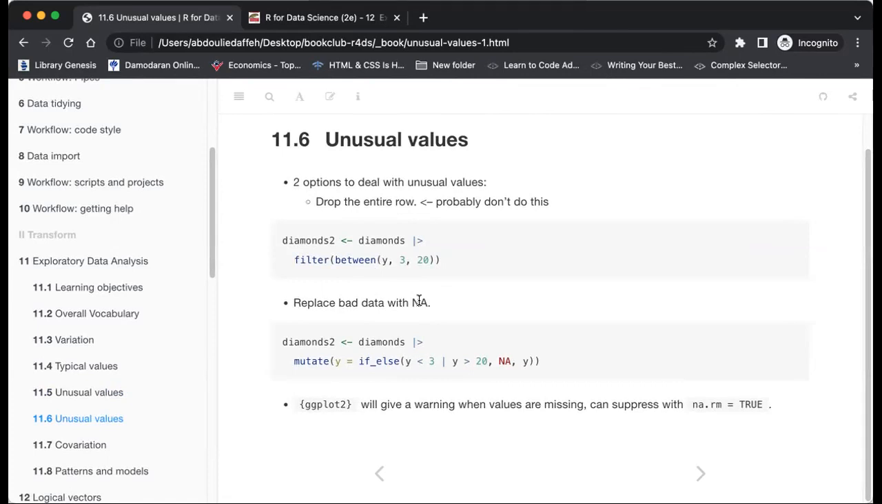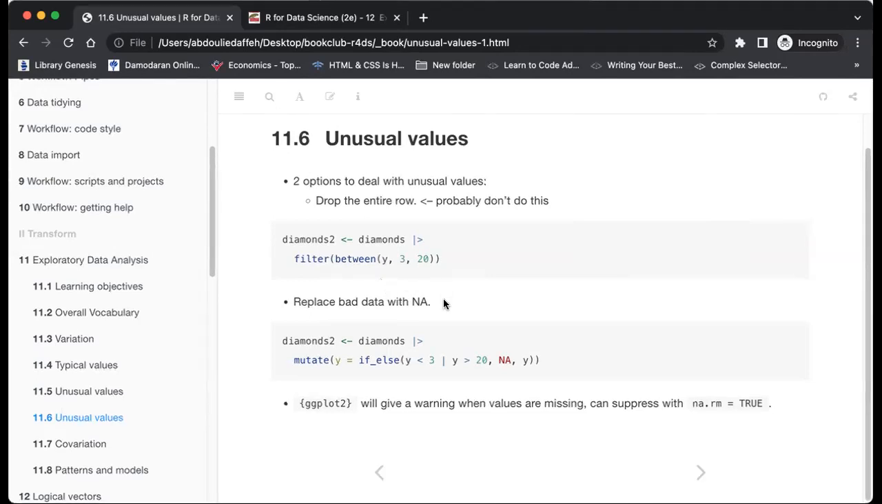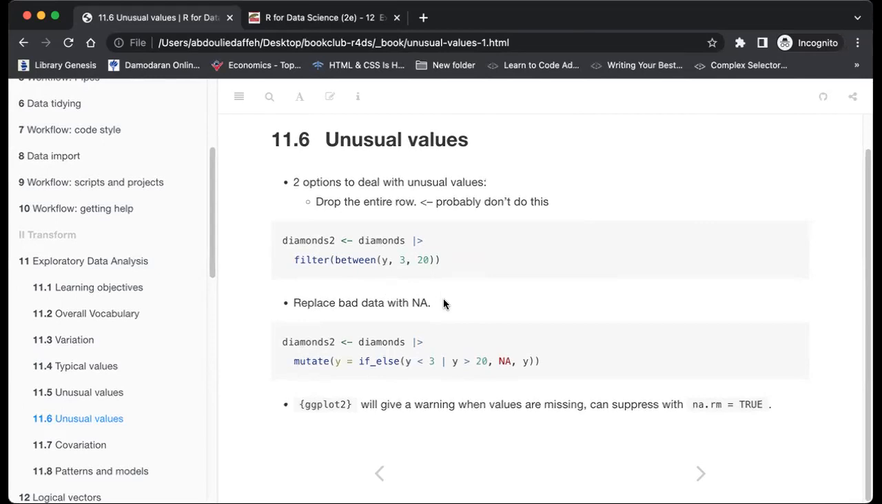I forgot this, between is a function that just tries to do this. It's saying in this column y, filter the value between 3 to 20, right, in the row. Okay, cool. That's between. Handy. I have not been using this, maybe it's new. Okay, thank you. And it says that ggplot2 will give you a warning when values are missing. You can suppress them by setting na.rm to true.